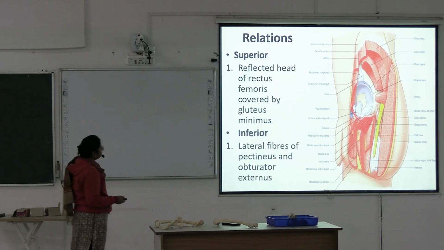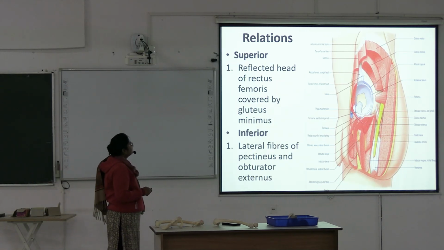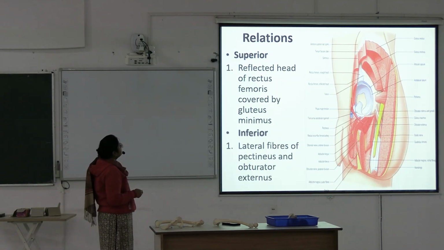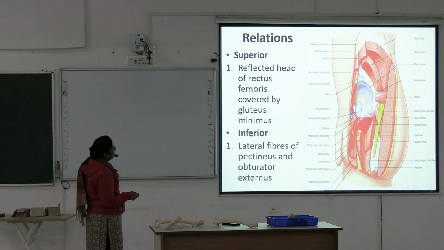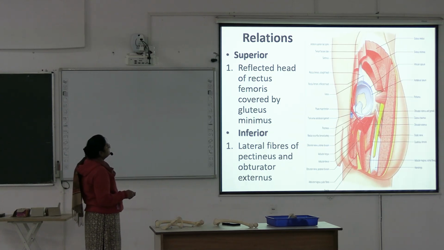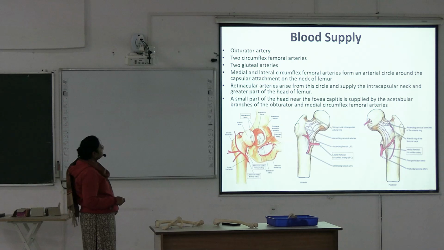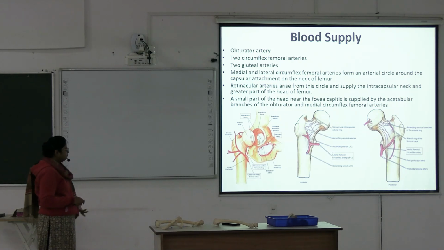Next, superiorly there lies the reflected head of the rectus femoris. Here is the reflected head of the rectus femoris covered by gluteus minimus, and inferiorly lie the lateral fibers of pectineus and obturator externus.